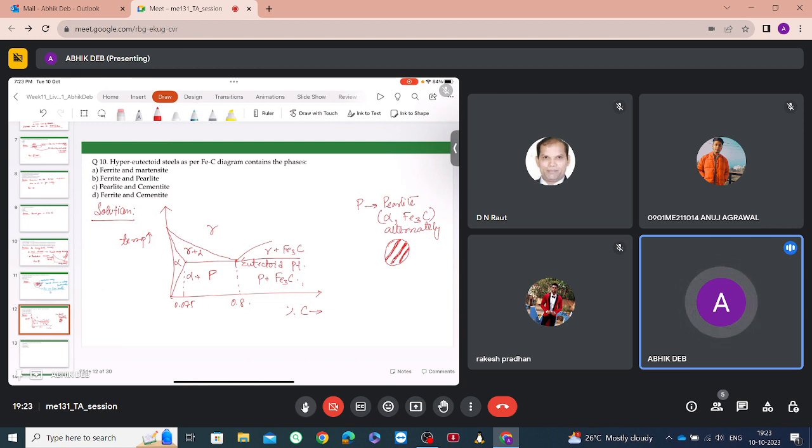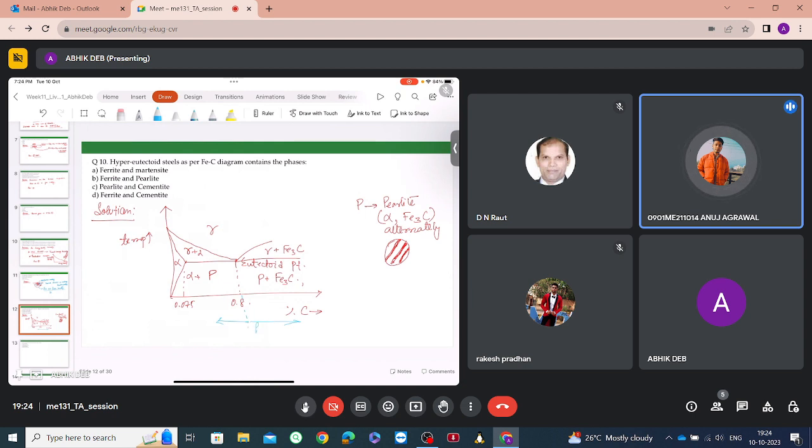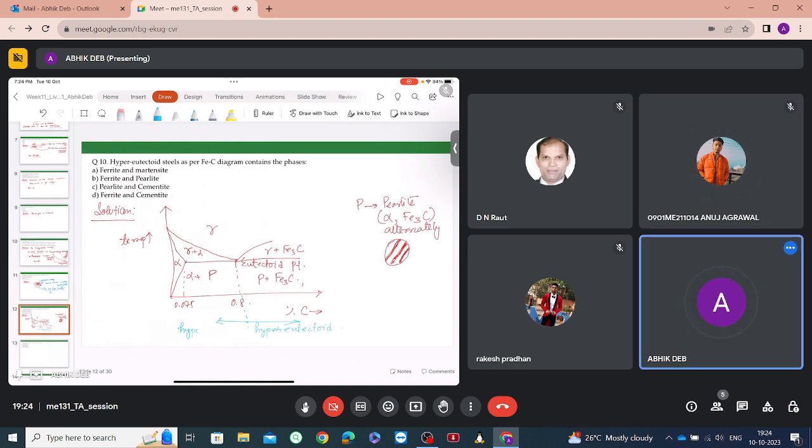So in the hypereutectoid, which region is hypereutectoid and which region is hypoeutectoid? After 0.8 is hypereutectoid and before 0.8 is hypo. Yes. So this is hypereutectoid and this is hypoeutectoid. So in hypoeutectoid, we will have perlite plus Fe3C. That is cementite. Fe3C is basically cementite. So the correct option is option number C.